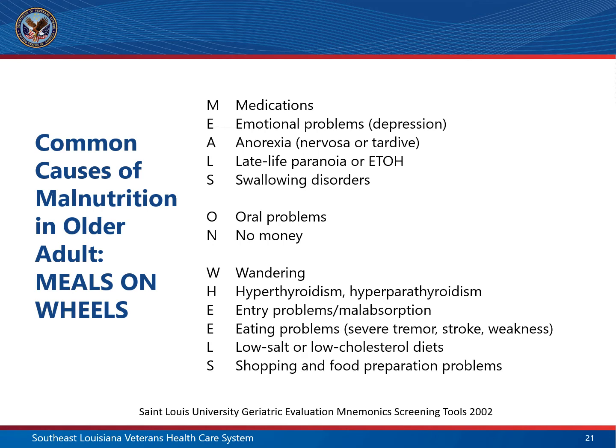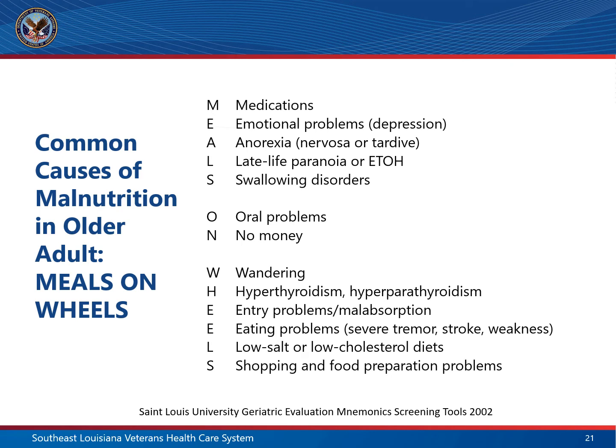And S is for shopping and food preparation problems. The more debilitated an older adult is, or the more problems getting around, they might not be able to go shopping. So if things are delivered to them, if it's Meals on Wheels, it's one thing, but Meals on Wheels also are not geared to people that have low salt and special diets. I think they have some, but depending on where you are, everyone's going to get the same thing.